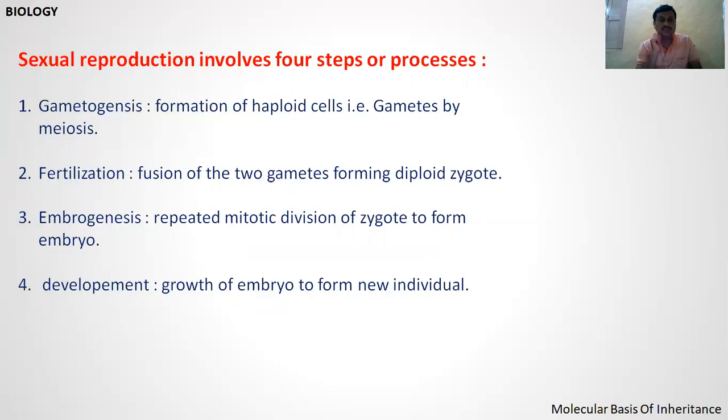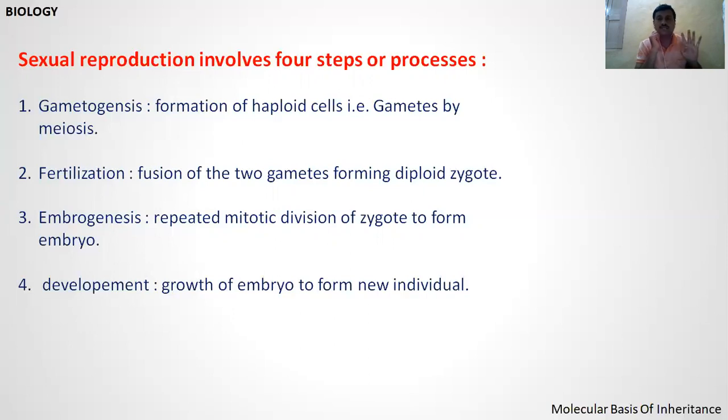Then last, development. Development is the growth of the embryo to form the new individual. This process is called development, meaning the embryo develops to form a new individual. The embryo gets converted into the seed, and the seeds produce the new offspring, new individuals. This process of sexual reproduction is called development.